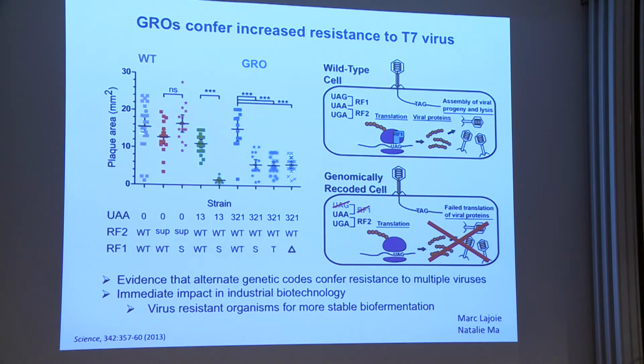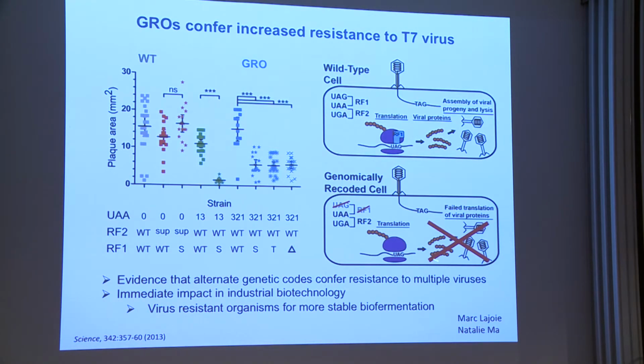coli as a control. So this is a metric of plaque area. We looked at a number of other metrics as well, but this gives us a baseline. So when you look at the recoded organism that contains the release factor 1, it shows plaque areas that are basically equivalent to the wild type. However, when you knock out release factor 1, you see a striking attenuation, showing basically that when you eliminate UAG function, it creates this genetic isolation and leads to virus resistance.